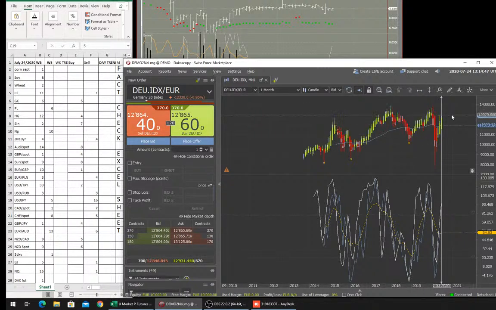I remember trading the DAX in the 80s. I can't remember what it was back then. Let me see if I can get a fix on that on another machine.